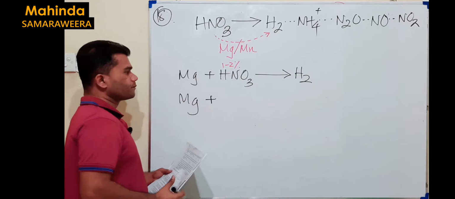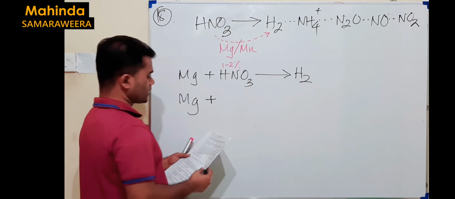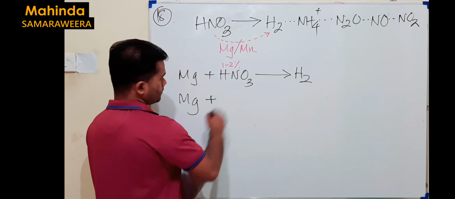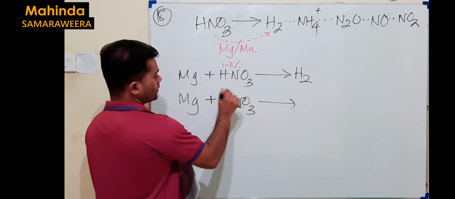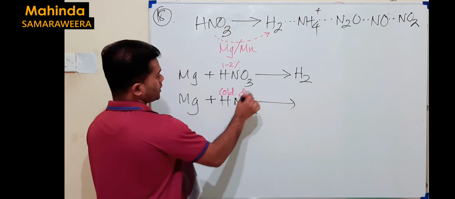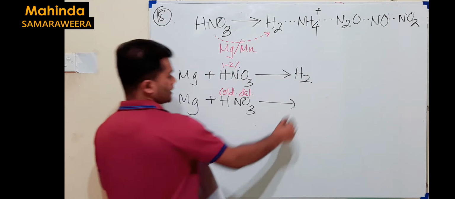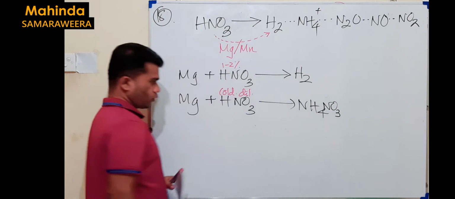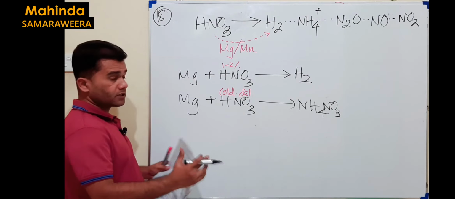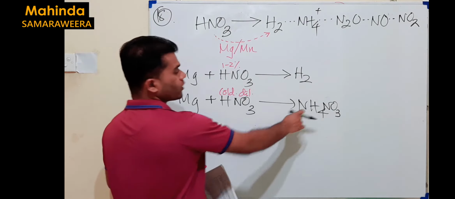Magnesium with cold dilute nitric. This is cold dilute nitric. It can reduce the nitric acid up to ammonium. We have ammonium nitrate, a complete compound. It reduces up to ammonium, nitrogen at -3.